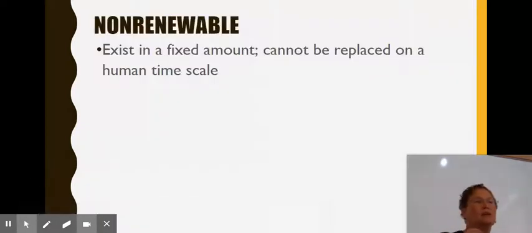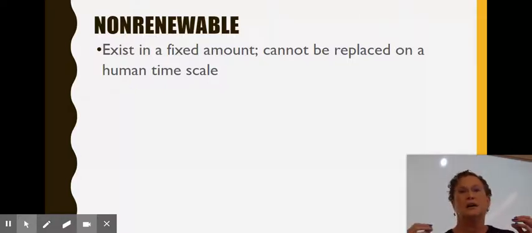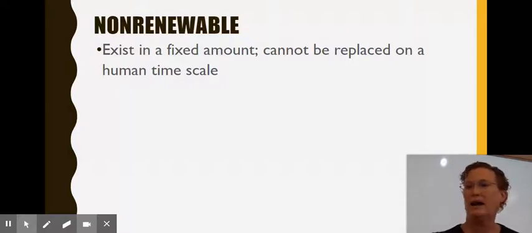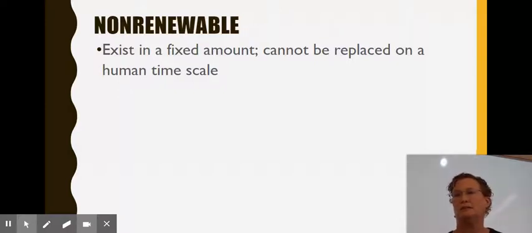Okay, so non-renewable energy is energy that is in a fixed amount and cannot be replaced on a human time scale. That's the really big deal here. Earth time scale and human time scale, all right? So this idea of using things without using it up, non-renewables, we're using them up. All right, so non-renewable exists in a fixed amount, okay, that you should have written right there.